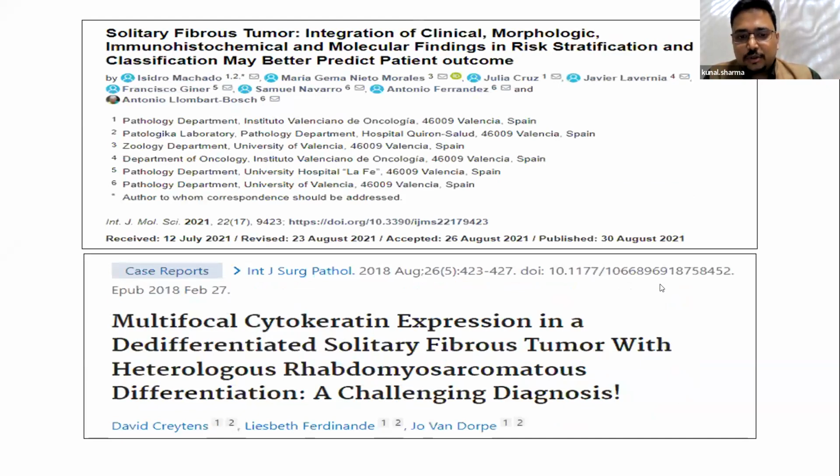So the other thing which I wanted to share with everyone is that whenever a SFT starts turning malignant, it tends to start losing CD34 and it tends to start acquiring CK. So if you are seeing CK positivity and negativity for CD34, you are probably dealing with a malignant solitary fibrous tumor.